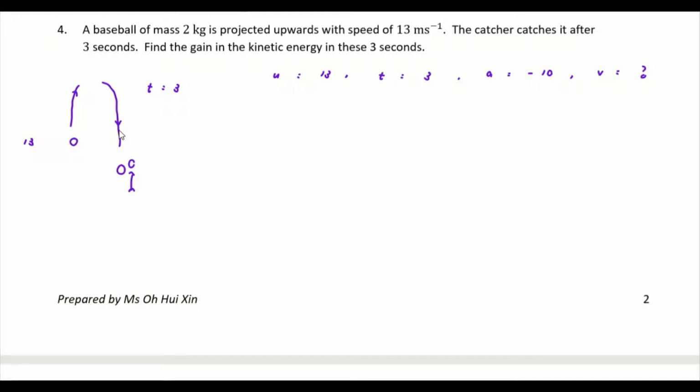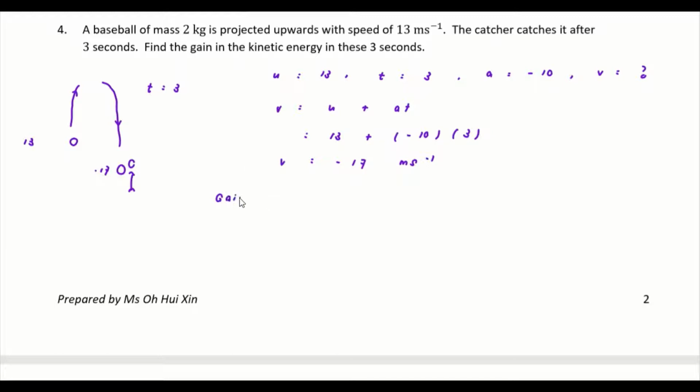Now let's try to find out. We have u, v, a and t, so we can do v equals u plus at. So 13 plus -10 times 3. From here we get v is equal to 13 minus 30, which is -17 meter per second. That's correct. The ball actually falls below the initial position, because at this place it's -17, right? Now we have the final velocity, so we can find our gain.